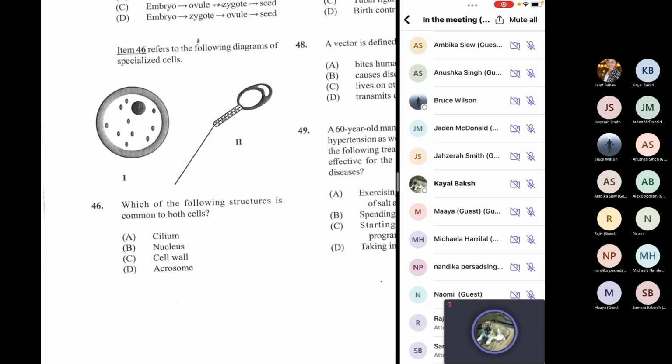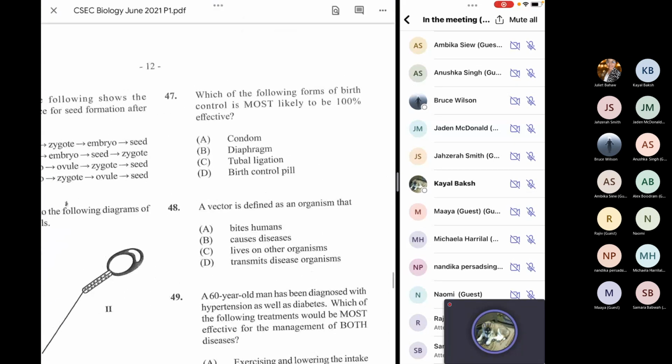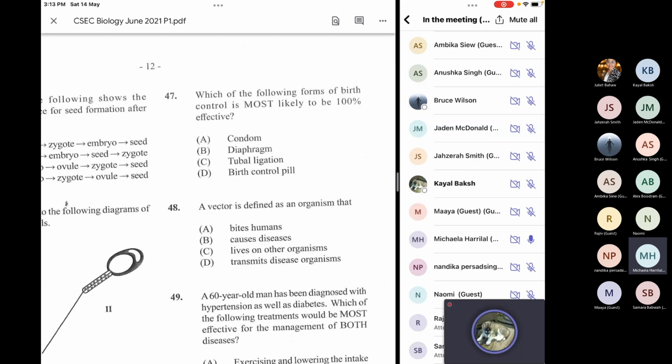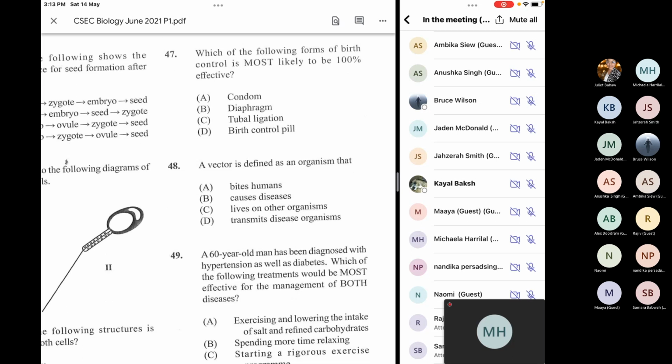We lost Maya. All right. Which of the following structures is common to both cells? This is the nucleus. B. 47, Michaela. Which of the following forms of birth control is most likely to be 100% effective? C. Tubal ligation, because that's sterilization. All right. 48.